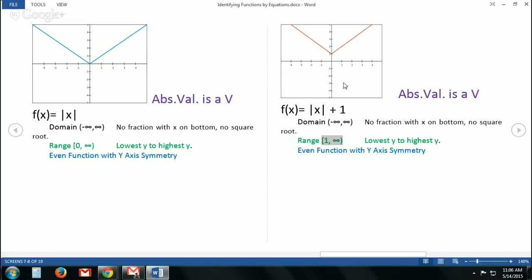So the range for this one, a low value of 1, a high of infinity, the range goes from 1 to infinity. This again is an even function with y-axis symmetry. Notice that both sides of the y-axis, you have parts of the picture matching up with each other, same height and same distance from the y-axis.